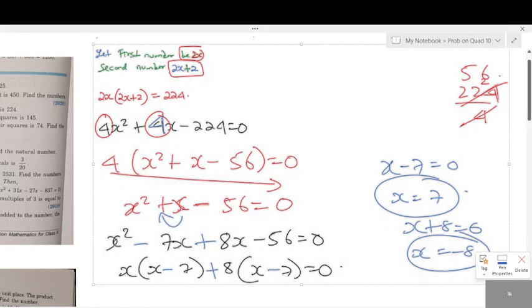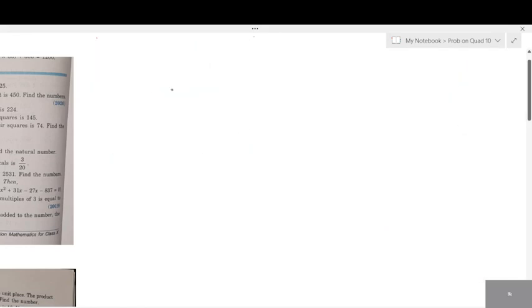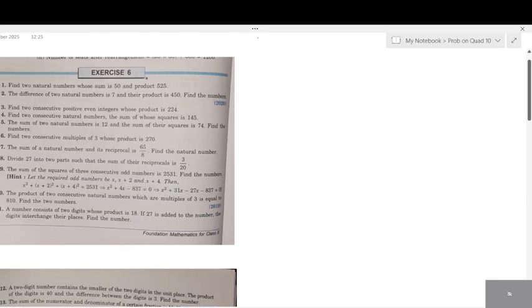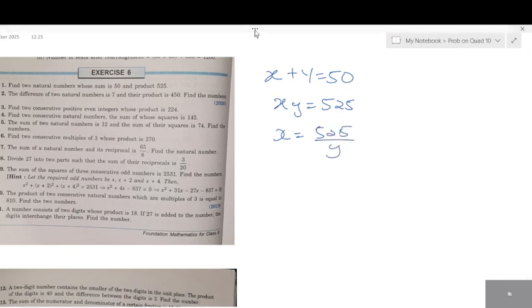Okay, can you tell me the equation which we got for the first question? Whoever has notes, students, what's the equation we got for the first one? x plus y is 50, x into y is 525, so x is equal to 525 by y. Morning I had given this. Nobody made a note of it. What's the equation we got? Quadratic equation.